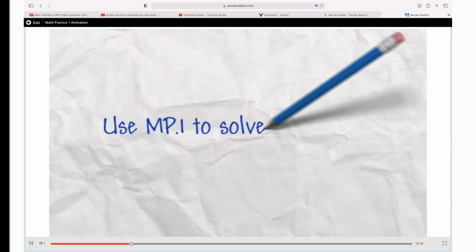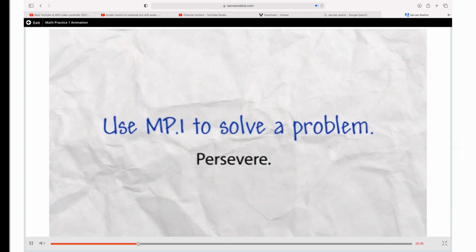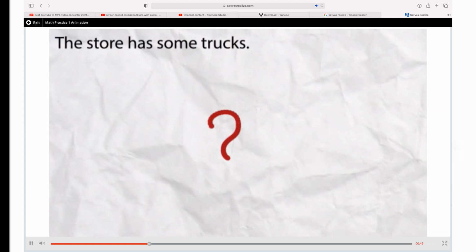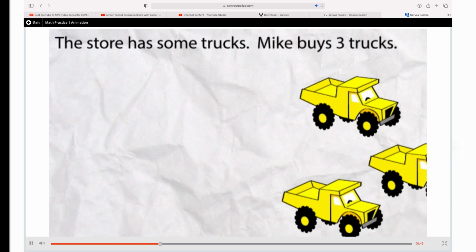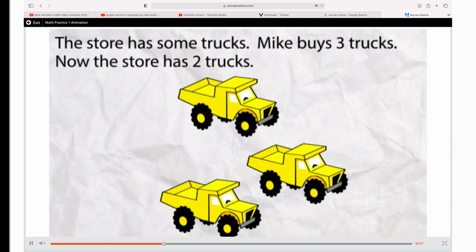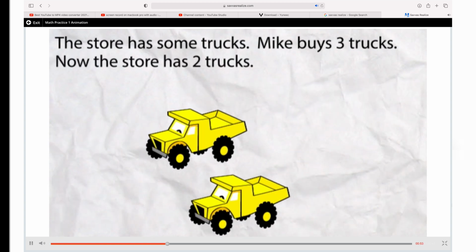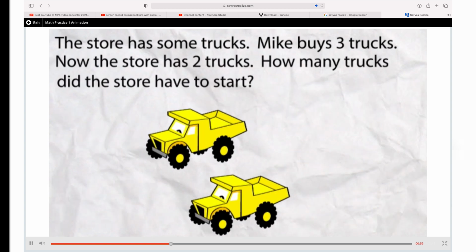Use MP1 to solve a problem. Persevere. The store has some trucks. Mike buys 3 trucks. Now the store has 2 trucks. How many trucks did the store have to start?